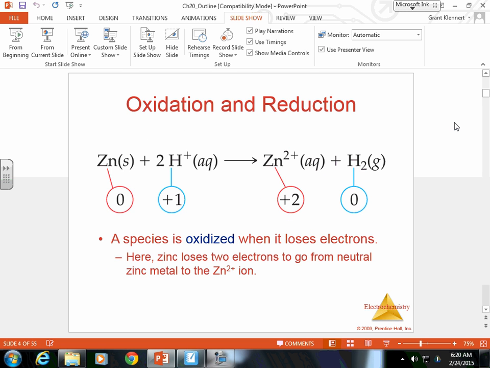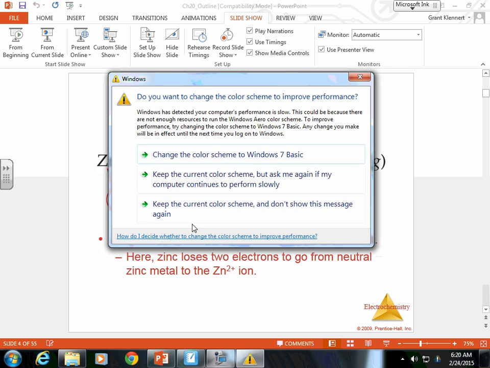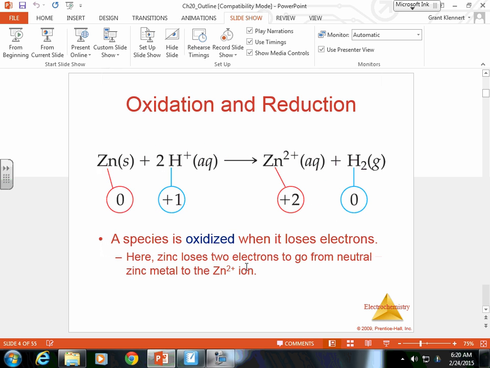So, you can see here we have the following reaction: zinc solid plus 2 hydrogen ions yield zinc ion plus hydrogen gas. We have assigned oxidation numbers to each of those elements or ions, and we're going to explain in a couple of slides why they have the particular numbers. But for the meantime, what I want to focus on is what is being oxidized and what is being reduced.